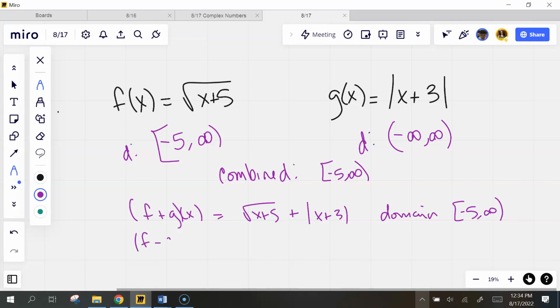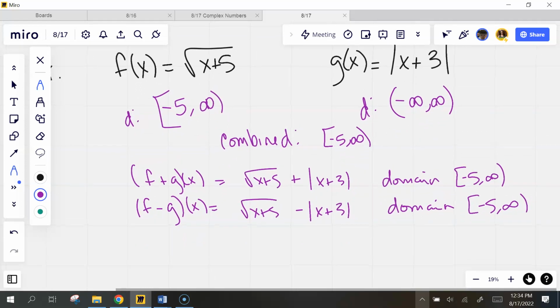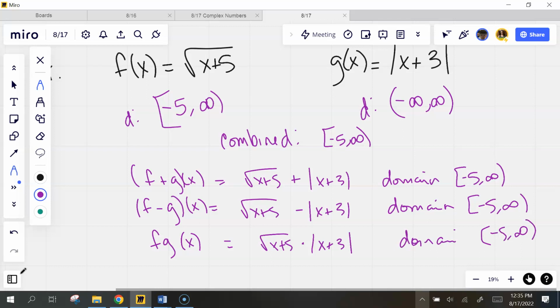f minus g of x, with domain, and what else did it say? Multiply. Square root of x plus 5 times the absolute value of x plus 3. Domain? Negative 5 to infinity. That's it. That easy.